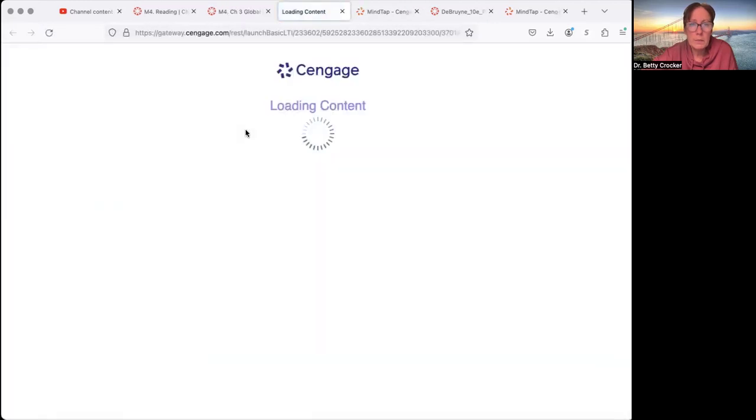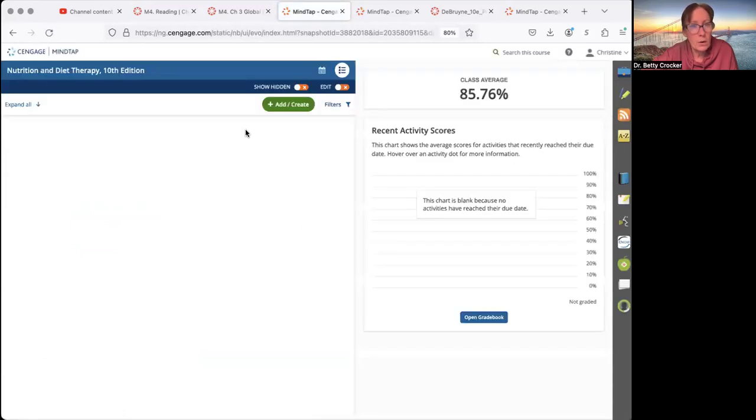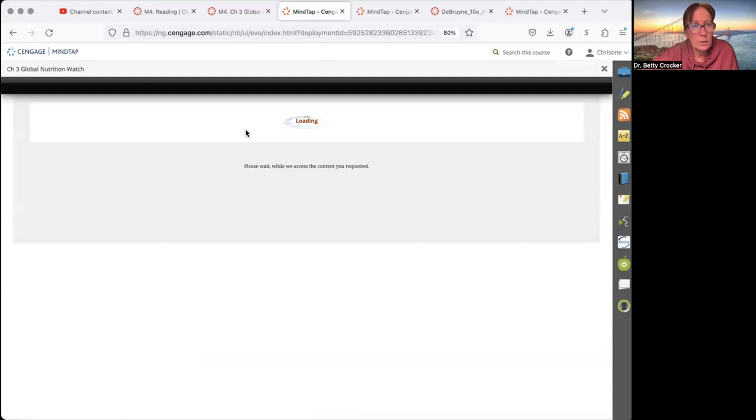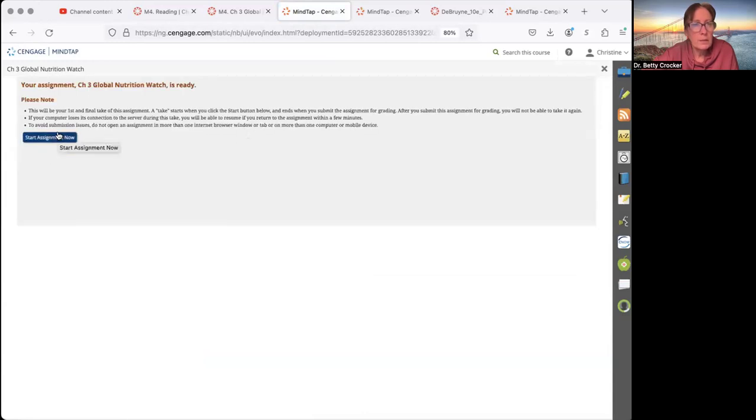This is in MindTap, so you have to click that button, give it a moment, and it will load. What this will do is present you with an article. Once you click Start Assignment, you will be given an article to read, and then you'll be asked up to 3 questions to answer just on that article.